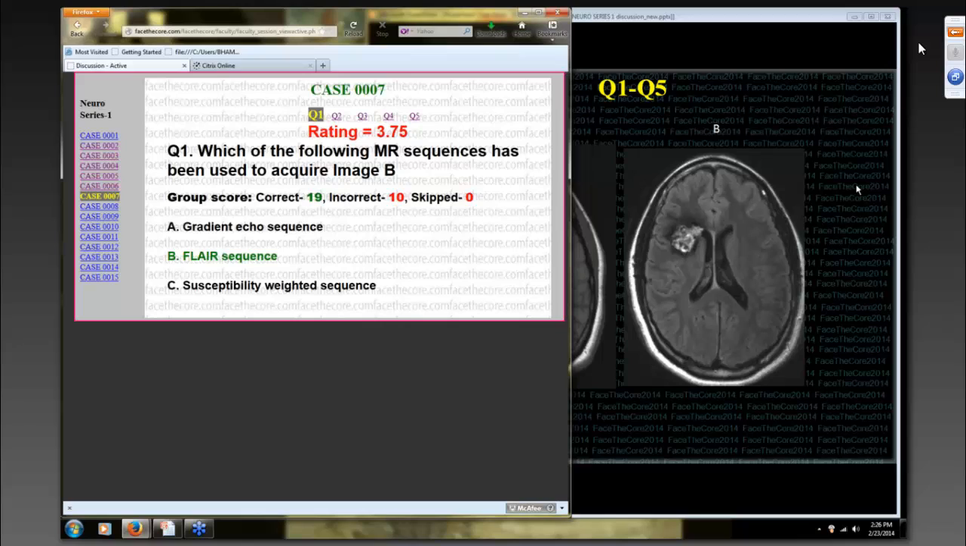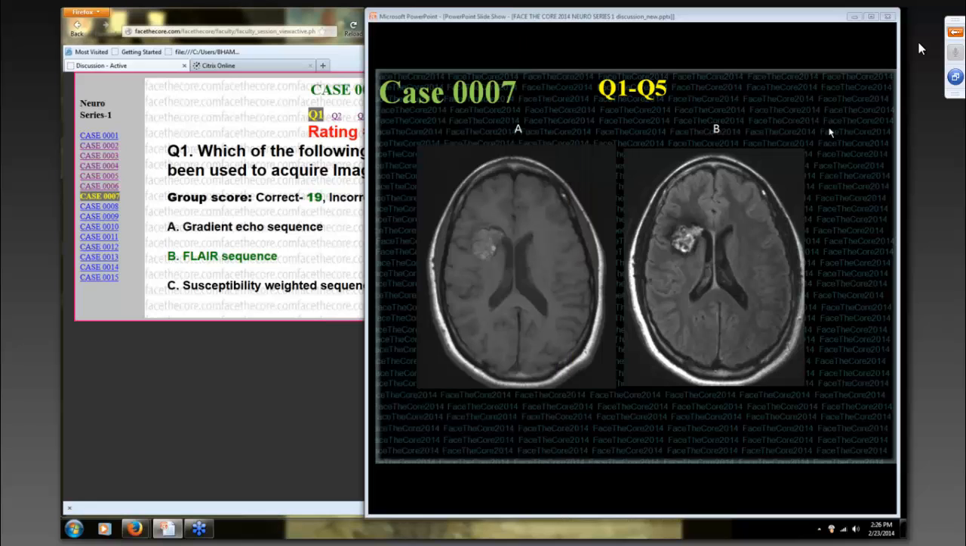This is a fluid attenuated inversion recovery sequence, and the way to differentiate that from a T1 weighted image is the signal intensity of the white matter itself. If it is bright, it will be a T1, and if it is dark, just like a T2 weighted image, then it is a FLAIR sequence, because the high signal of the fluid in the ventricles is attenuated. That is what it is, a FLAIR sequence.